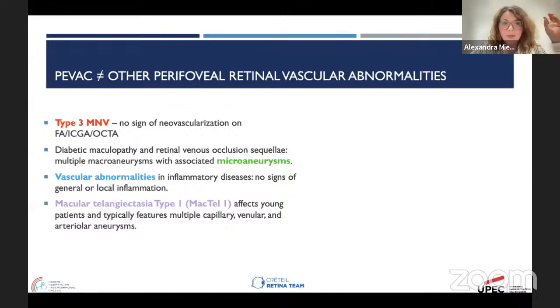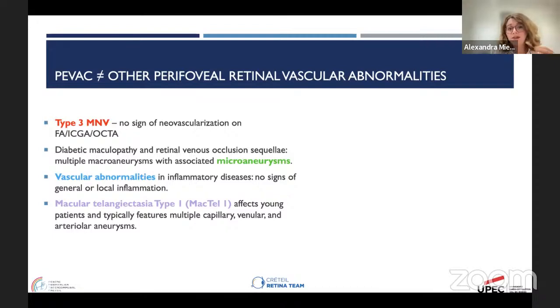Of course, PVAC is not the same as other perifoveal retinal vascular abnormalities. So when we think of differential diagnosis for PVAC, we must think of type 3 macular neovascularization, right? But as we have seen, there is no sign of neovascularization on OCTA, on FA, on ICGA. Then we might have some perifoveal microvascular changes like microaneurysms or telcaps in diabetic maculopathy.